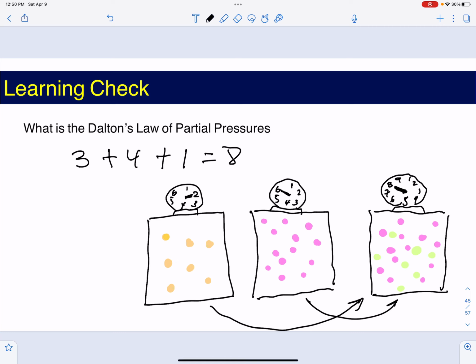So that's nothing more than this one is 2 atmospheres, this one is 6 atmospheres. So when you put it together, it's going to be just adding them. That's what the law says.